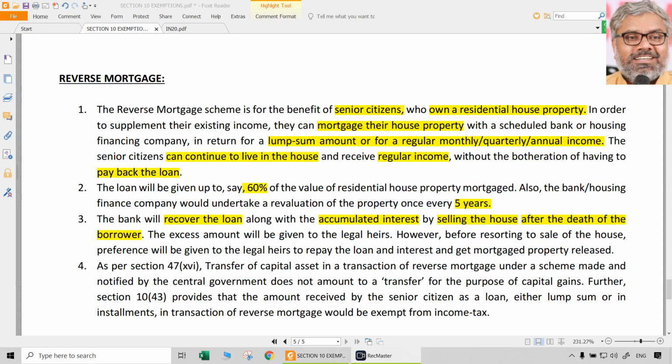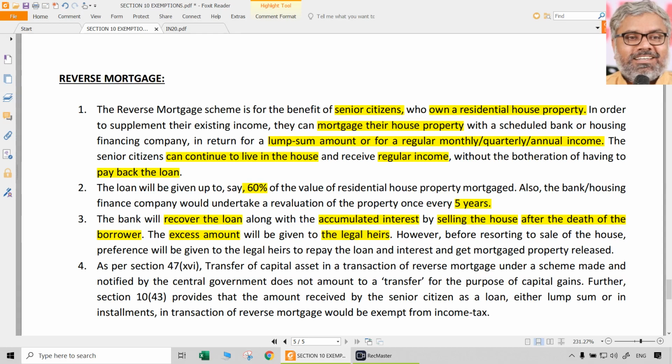Once the borrowers have died, the bank will sell the house and recover the loan amount along with accumulated interest. Imagine if they recovered any excess amount. Will the bank keep it? How can they keep it? No. The excess amount has to be given to the legal heirs. Naturally, yes.